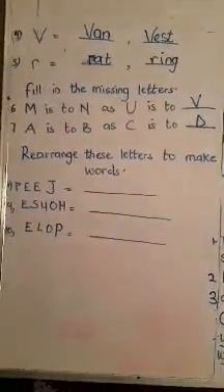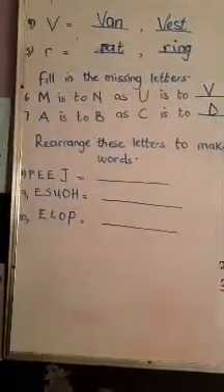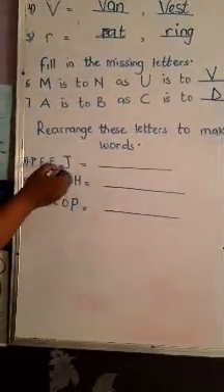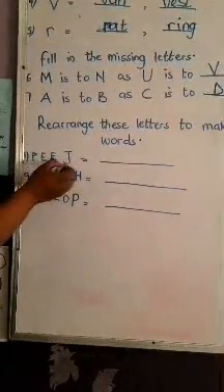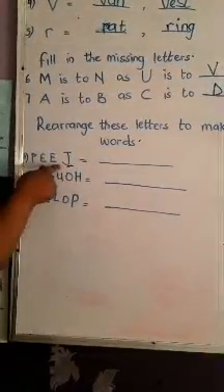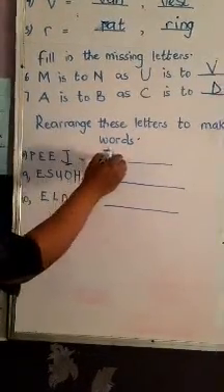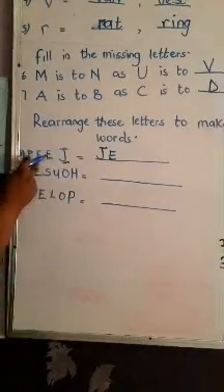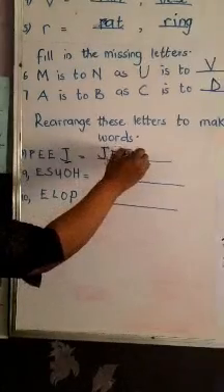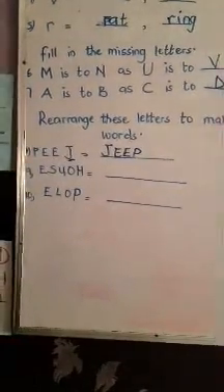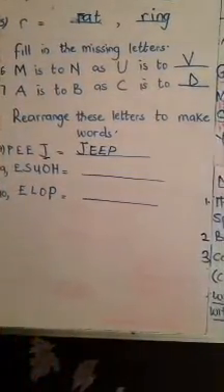Now, the next one says rearrange these letters to make words. When you want to rearrange letters to make words, you start from the last letter here. Now, let's start. What's the first letter here? Letter J. What other letter can you see? E. Another letter is what? E. The last one here is what? P. And it gives us G. I can't hear you, shout it. G. Shout it again. G. Good. That is very good.